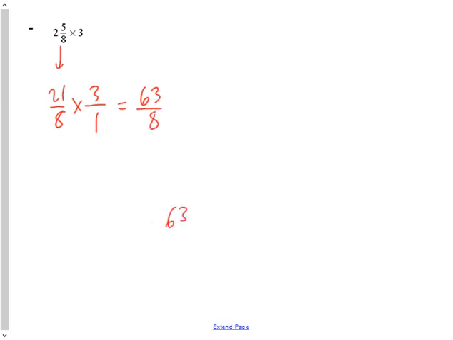Again, watch this. How many 8s in 63? There's 7 for 56. And that's remainder 7. Well, that's a coincidence again. So 7 is your whole number. That goes here. Your remainder goes up here. And your denominator stays the same. So your answer is 7 and 7/8.